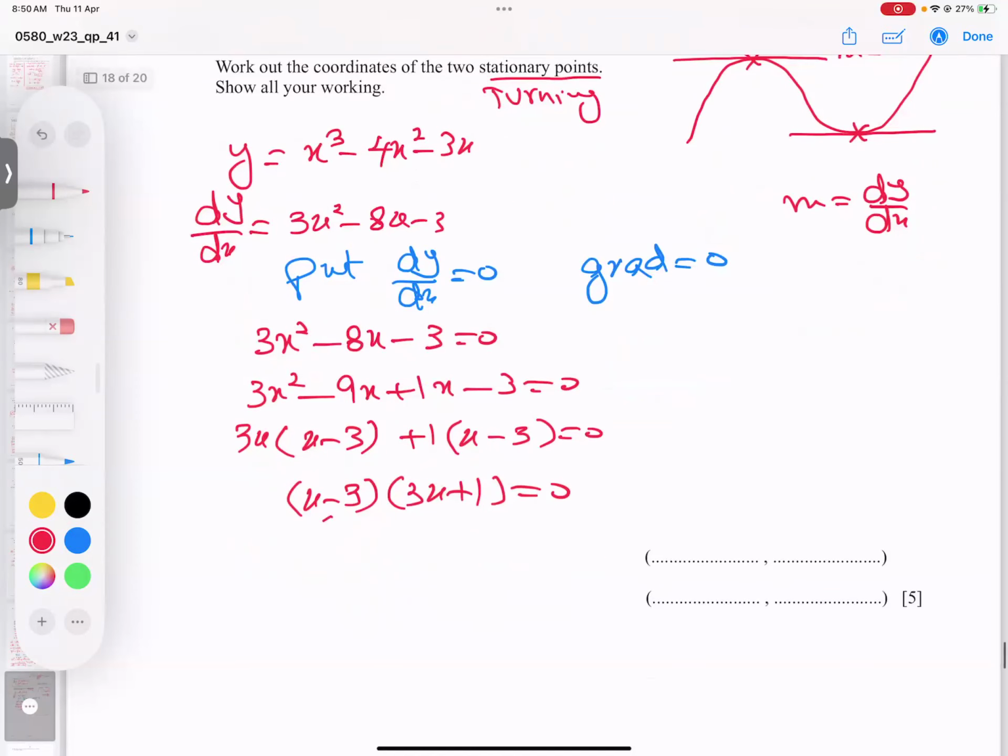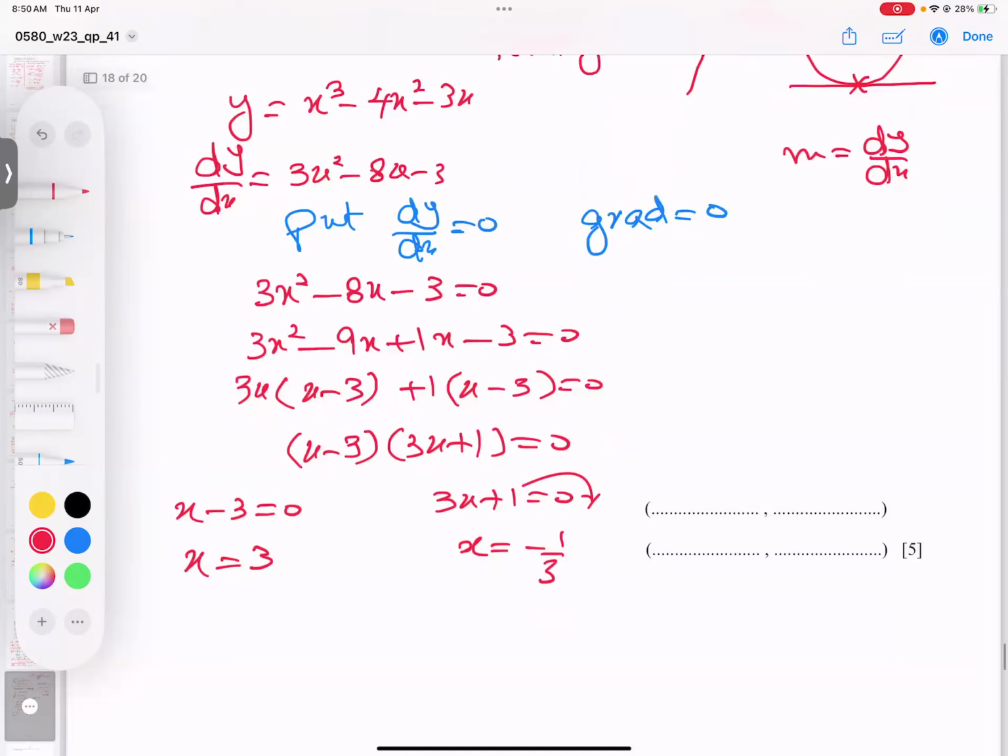So I got two answers. One time this equal to 0, another time this equal to 0. So when x minus 3 equal to 0 and 3x plus 1 equal to 0. 3 will go on the other side, become positive 3. 1 goes to the other side, becomes negative 1, and divide by 3. So negative 1 over 3. So I got two answers.